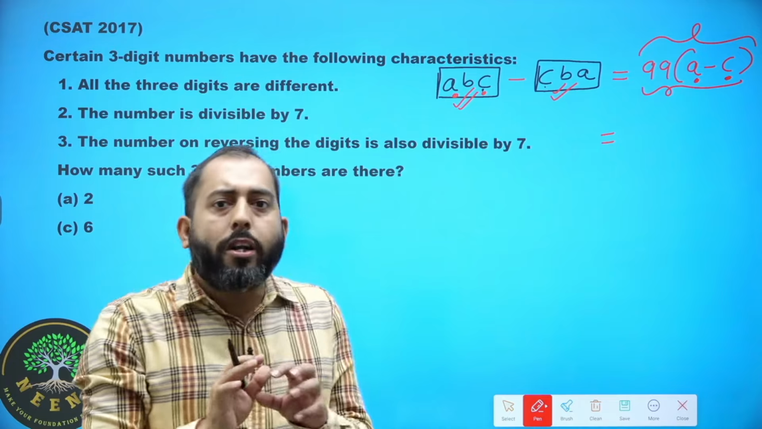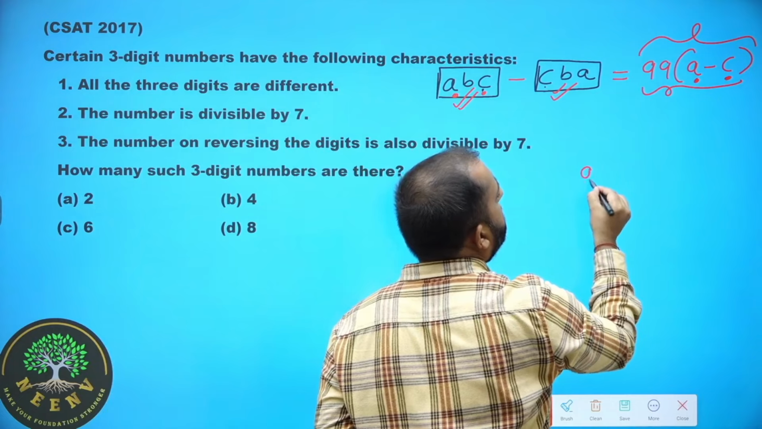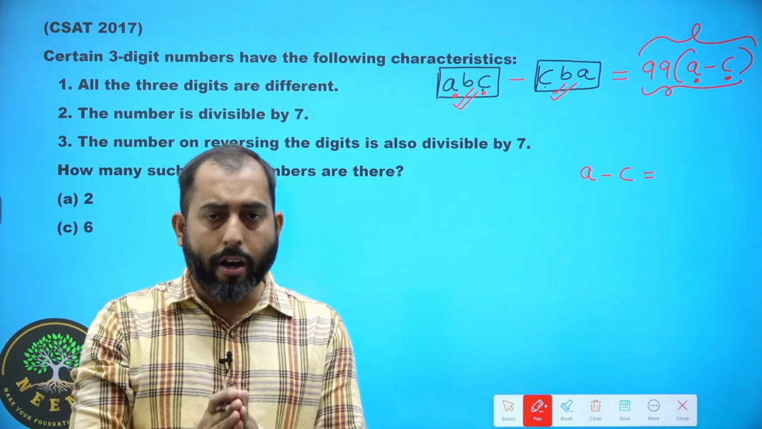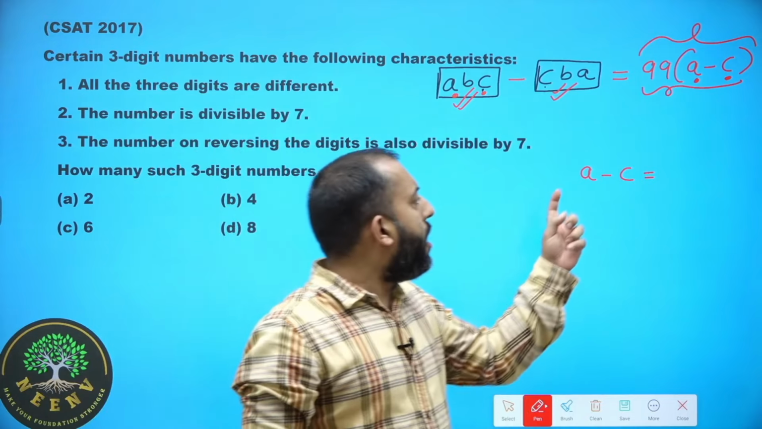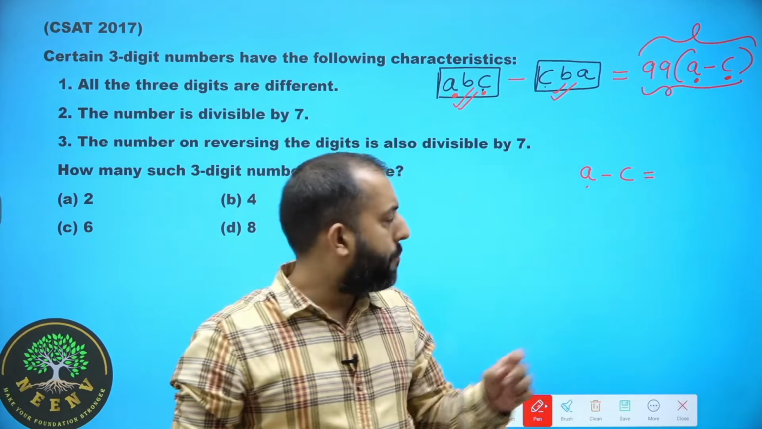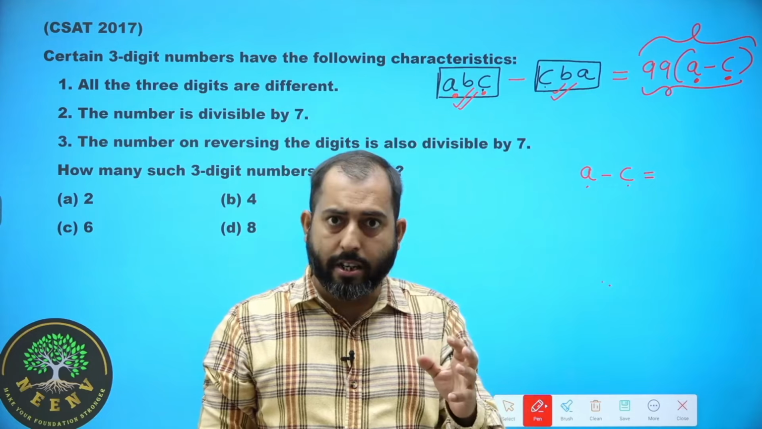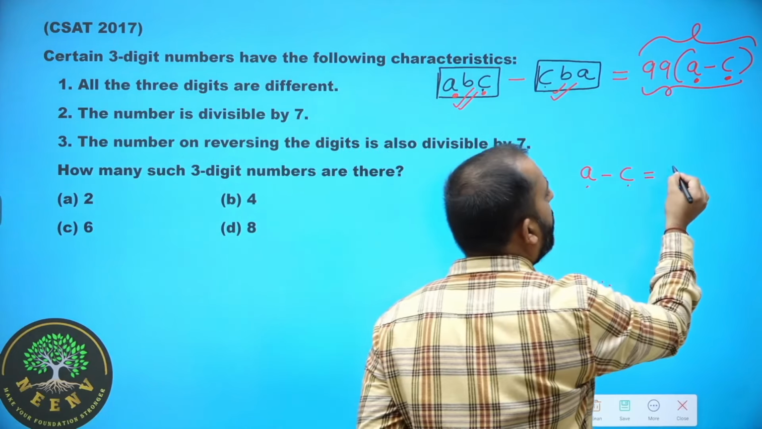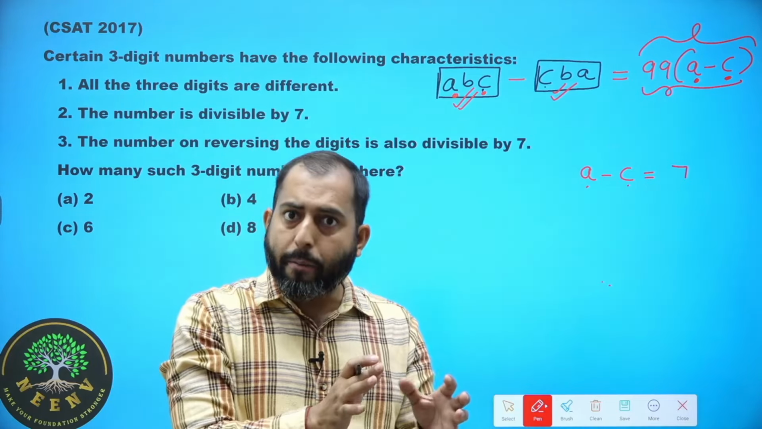99 is not divisible by 7, which means A minus C should be divisible by 7, or it should be equal to a multiple of 7. Now A was the 100th digit, so A should be a single digit number. C was the units digit, so C should be a single digit number. If you subtract these two single digit numbers, then the result obtained should be a single digit number and should be a multiple of 7.